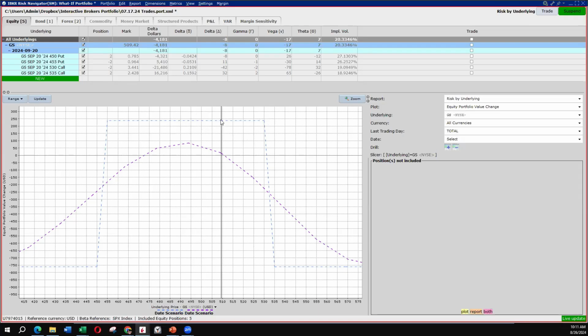And my decision point went off on Friday, which was the stock price of about 510. We closed just below that at the end of the day, but we're getting to a point where I need to think about making an adjustment.